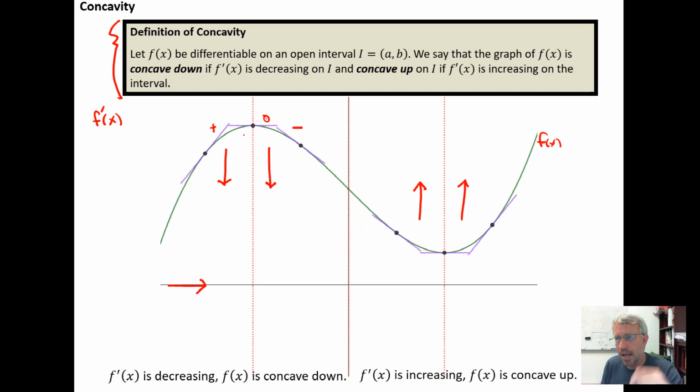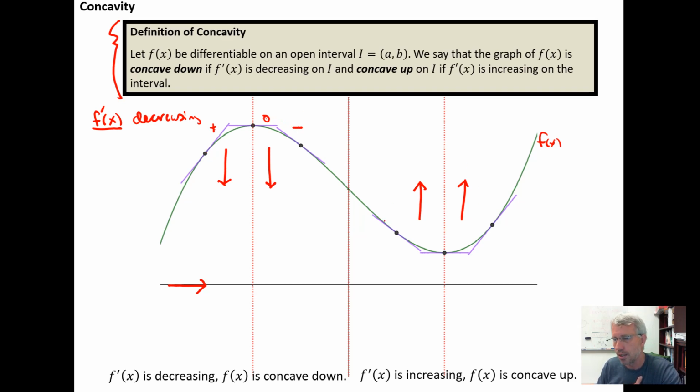This means that the tangent line slopes are decreasing. If you start positive, go to 0, and become negative, you're decreasing in size. So f prime, the derivative, which describes the tangent line slopes, has to be decreasing over the open interval for which the function is concave down, because the tangent line slopes are decreasing, going from positive to 0 to negative.